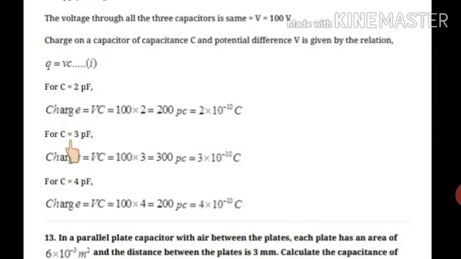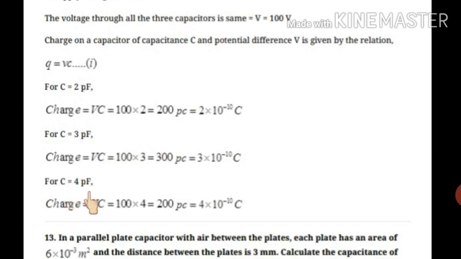Similarly, we will calculate the charge for the second capacitor, whose capacitance is how much? 3 picofarad. So again, we will use the same formula. Charge is equals to V into C. In place of V, we will write 100. In place of C, we will write 3. So it will be 300 picofarad. In place of p, if you substitute 10 to the power minus 12, finally we will have 3 into 10 to the power minus 10 coulomb.